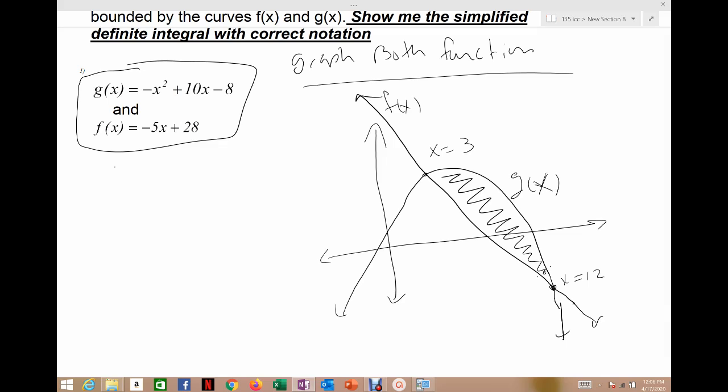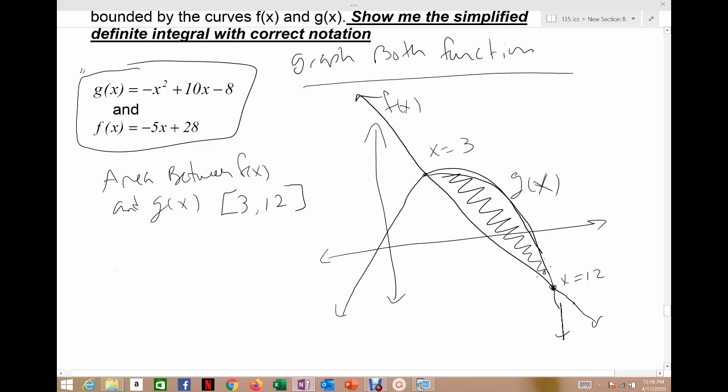The second step. I know the area between f of x and g of x is found over the interval 3 to 12. My area is between 3 and 12 for my two functions. And then which one's bigger? Well, this is the g of x, this is the f of x, and it's the y values.